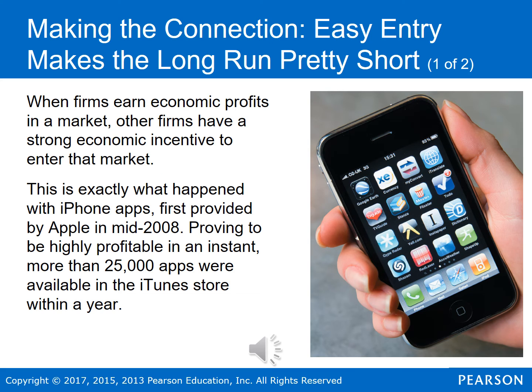Now let's look at an example. The title of this slide is Easy Entry Makes the Long Run Pretty Short. So when firms earn economic profits in a market, other firms have a strong economic incentive to enter that market. Now this is exactly what happened with iPhone apps. Because these were extremely profitable in a very short amount of time, more than 25,000 apps were available in the iTunes store within that first year.